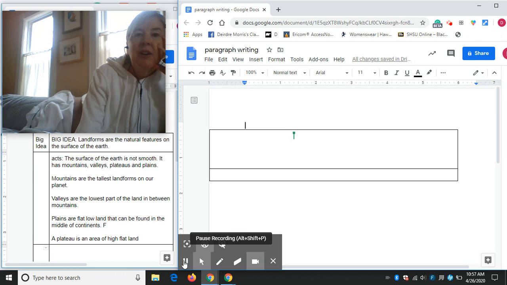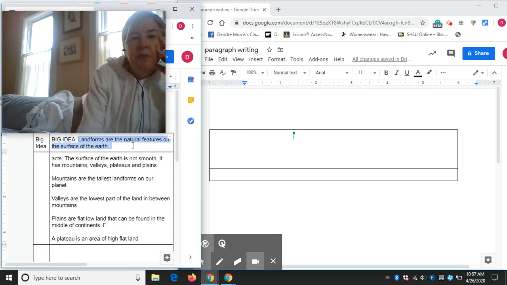Yesterday we did the really hard work, and I want to look at those notes from yesterday right now. Here we go. The big idea from yesterday was that landforms are natural features on the surface of the earth. And here are the facts we took yesterday.